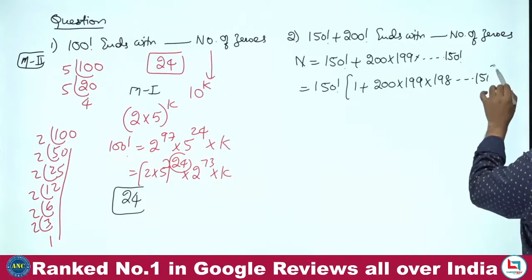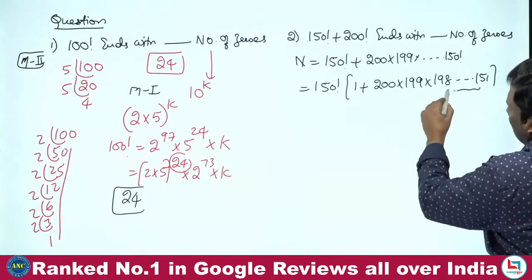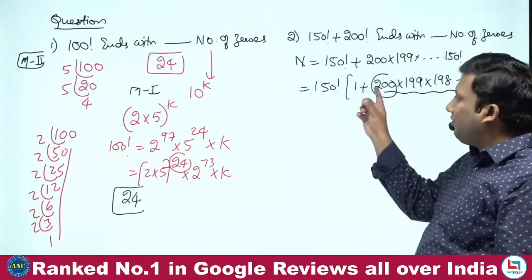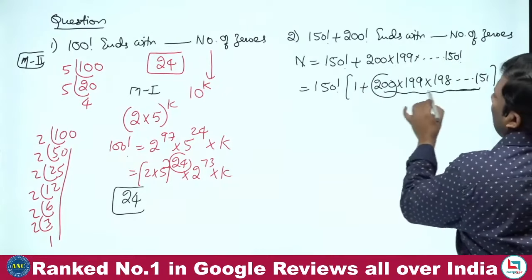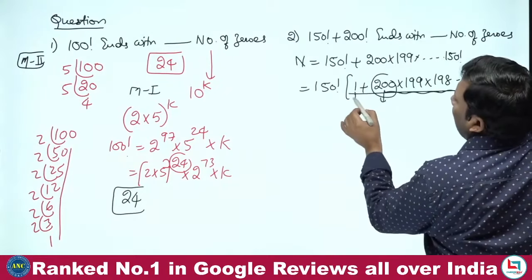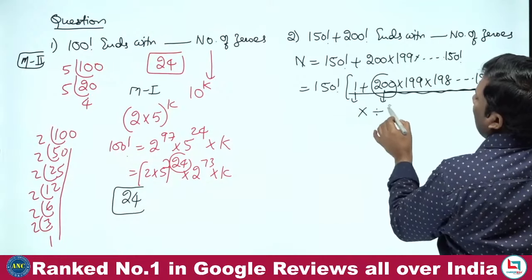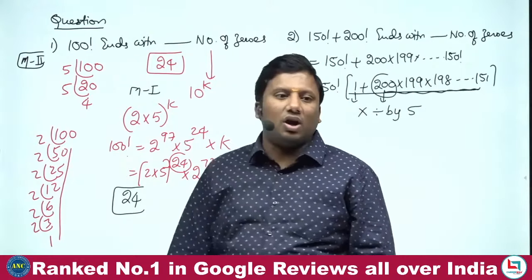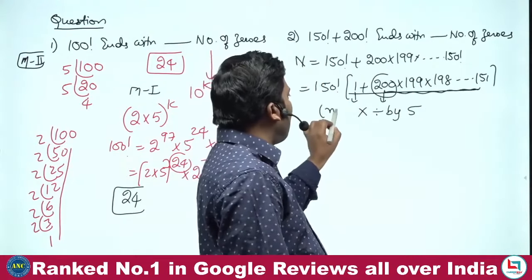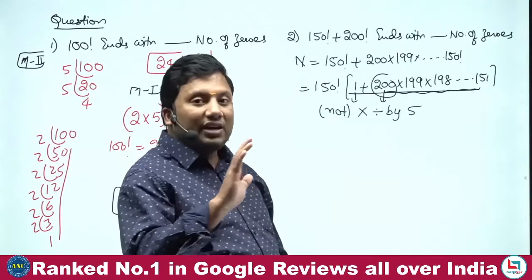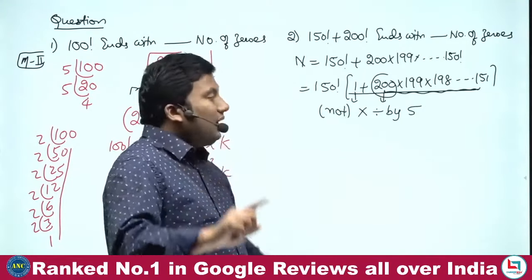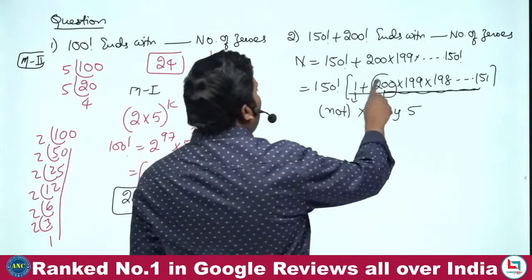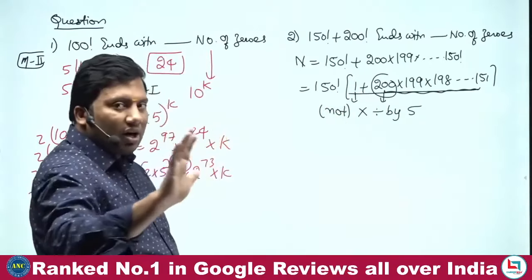Now see here, this is divisible by 5. 200 is a multiple of 5. This is divisible by 5, plus 1. That means the number in the bracket is not divisible by 5, because this part is divisible by 5, and to a multiple of 5 you are adding 1. So the number in the bracket is not divisible by 5.